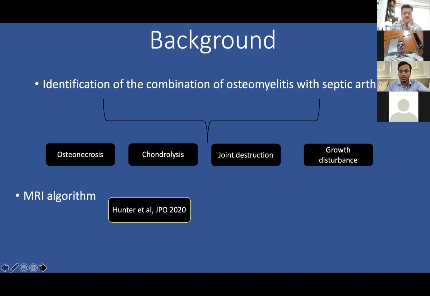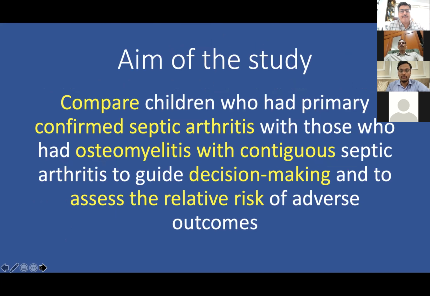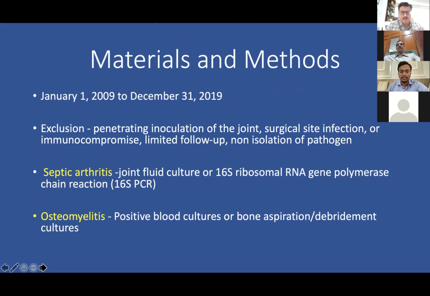If the septic arthritis is not getting corrected and there is a prolonged fever, we go for the MRI to look at what is inside the joint. Similarly, if the MRI is negative and the joint aspiration is negative, they go for bone aspiration to look for any osteomyelitis in the bone. The aim of the current study is to compare children who had a primary confirmed septic arthritis with those who had osteomyelitis with contiguous septic arthritis, to guide decision making and to assess the relative risk of adverse outcome. In materials and methods, this study was conducted between 2009 and 2019.